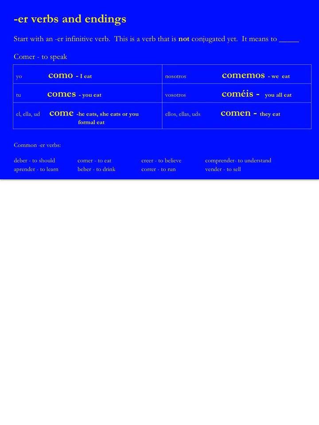Some common ER verbs that you may use. Deber, which is should or ought to. Comer, to eat. Creer, to believe. Comprender, to understand. Aprender, to learn. Beber, to drink. Correr, to run. And vender, to sell. Make sure you have these, again, all your guided note sheet filled out to the best of your ability.